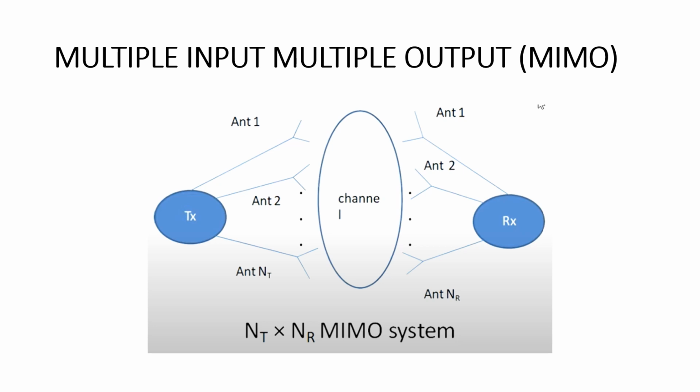While seeing single input, single output, I asked one question: what will happen if the transmitter and receiver employ multiple antennas? So this is the answer to that question. The usage of multiple input, multiple output, MIMO, replaces the single antenna with many antennas, which is represented by NT here. So NT is the total number of antennas at the transmitter, where N is the total number and T is the transmitter antenna representation.